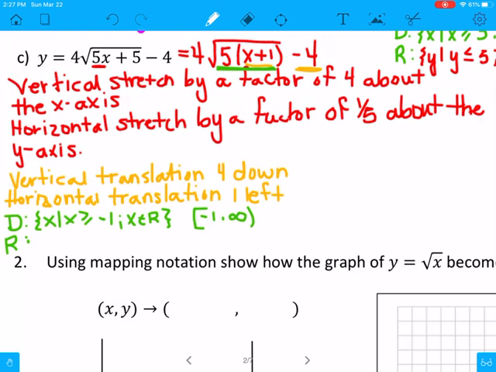My range is based on my y's. So this 4 is not negative. So my range is going to be greater than or equal to, because it didn't flip. And normally it's at 0, but now I moved 4 down. So it's going to be greater than or equal to -4. And so I'm going to start at -4 and go to infinity. All right.